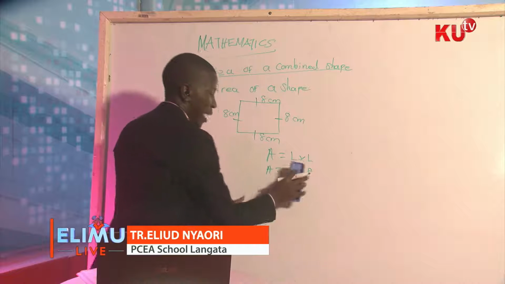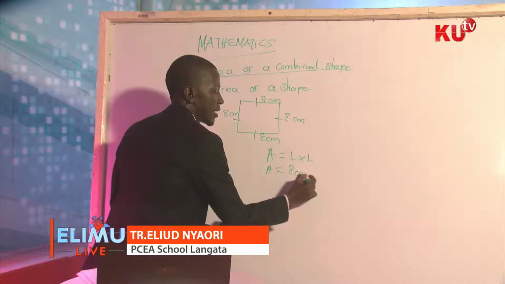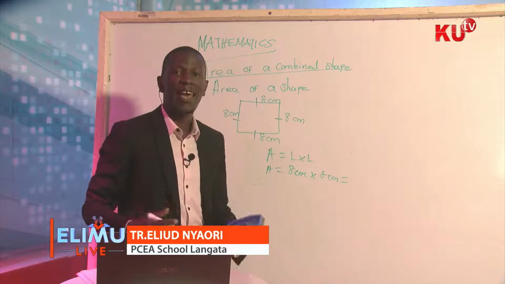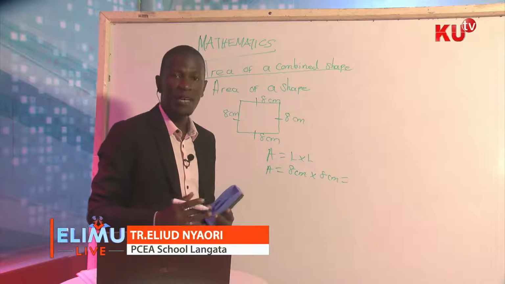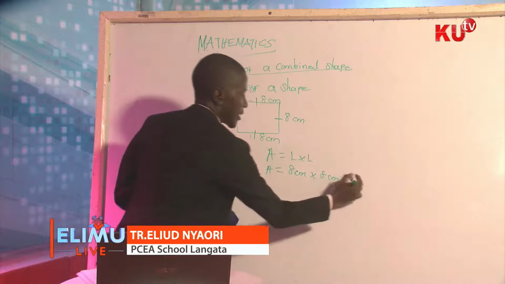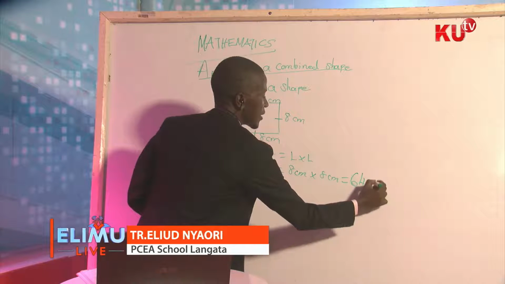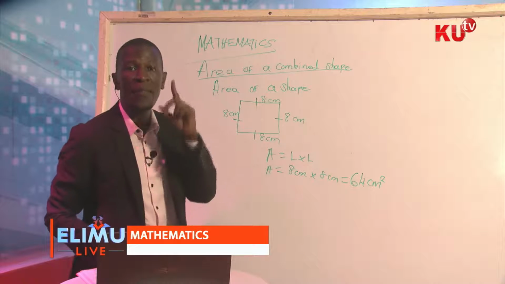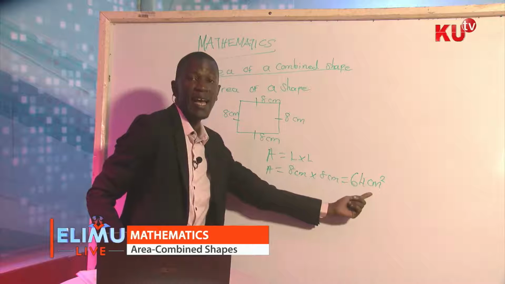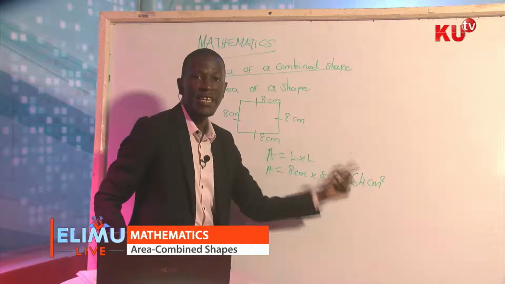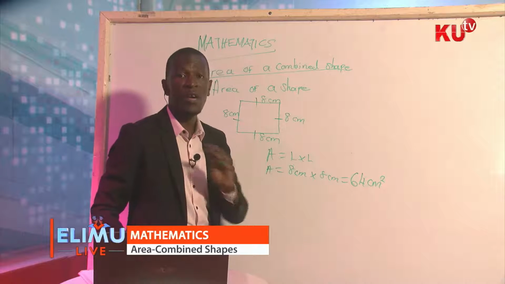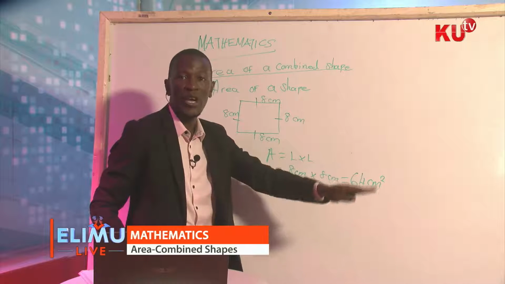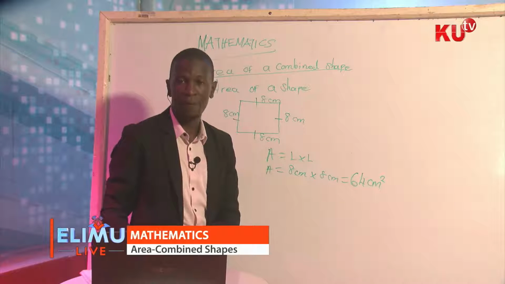So we say area is equal to 8 times 8. So what is 8 times 8? 8 times 8 is equal to 64 centimeters squared. Always remember the unit, centimeters squared, when you are finding out the area of any shape. It must be in square, whether meter square or centimeters squared.